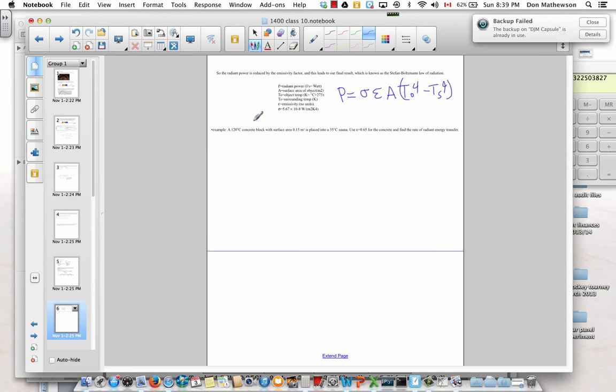So as an example of how to use that law, we'll put a hot concrete block in a sauna, and let's find the net rate of radiant energy transfer. By Stefan's law, that's going to be the constant, 5.67 times 10 to the negative 8 watts per meter squared Kelvin to the fourth. The emissivity constant is given as 0.65. The surface area is 0.15 square meters.